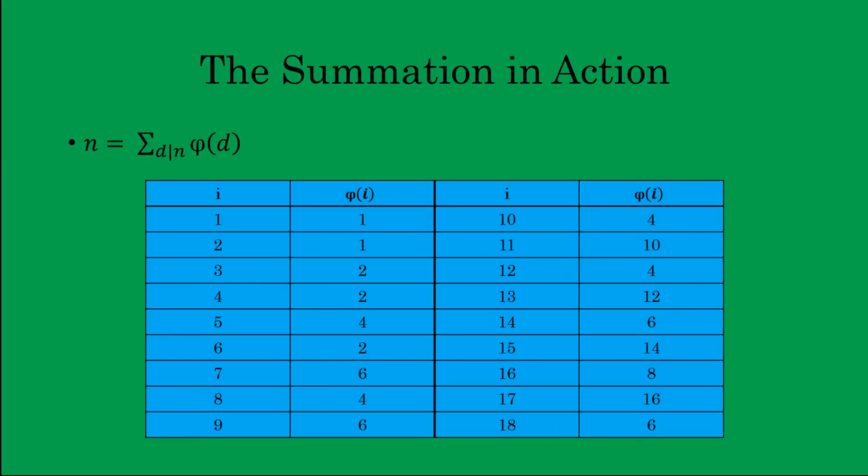So let's check that this is true using this table of phi function values. For n equals 5, what we can see is that the numbers in the column phi of d, 1 plus 4 in this particular case, equals 5. And that's because, well, yes.